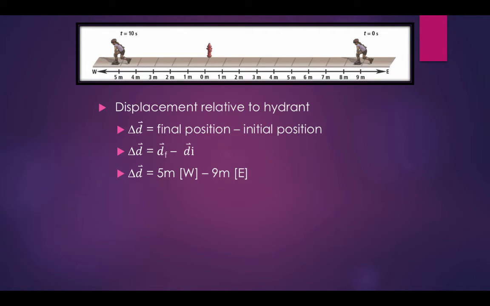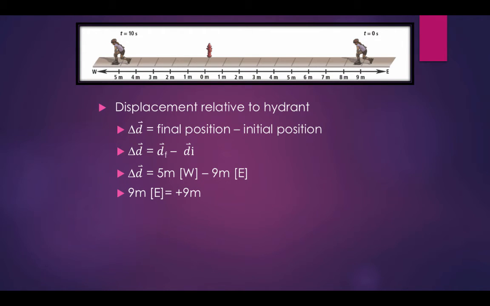What is the issue? The issue is these are not the same units. 5 meters to the west is not the same as 9 meters to the east. In fact, they are the opposites. If you remember from our first lesson on vectors, instead of using west and east, we can use positive and negative signs to indicate direction.